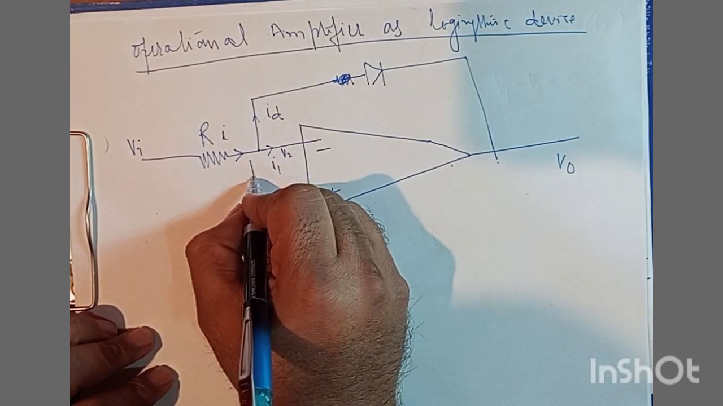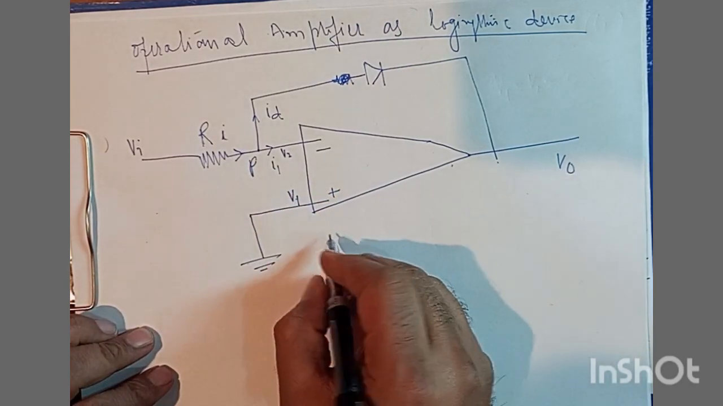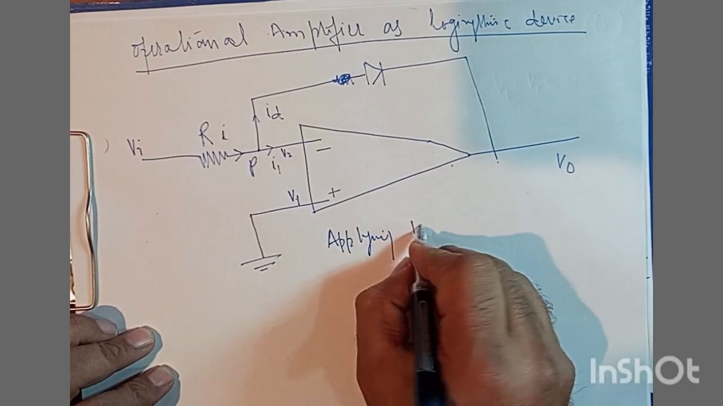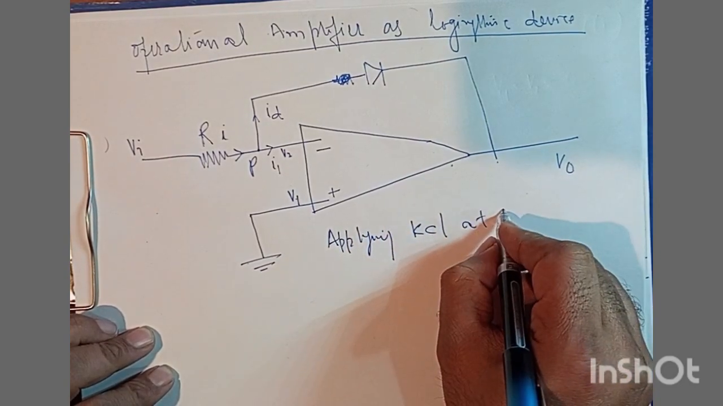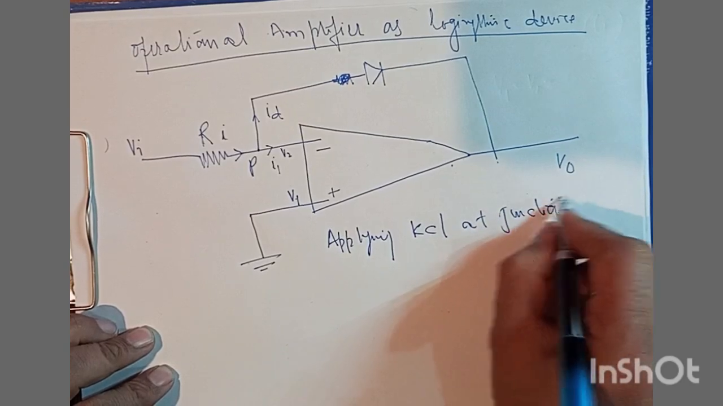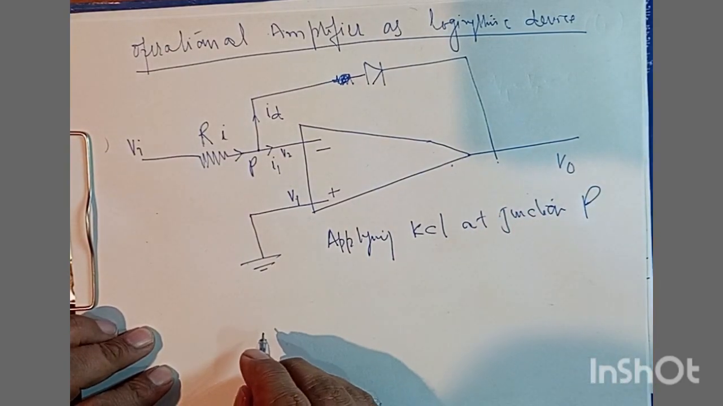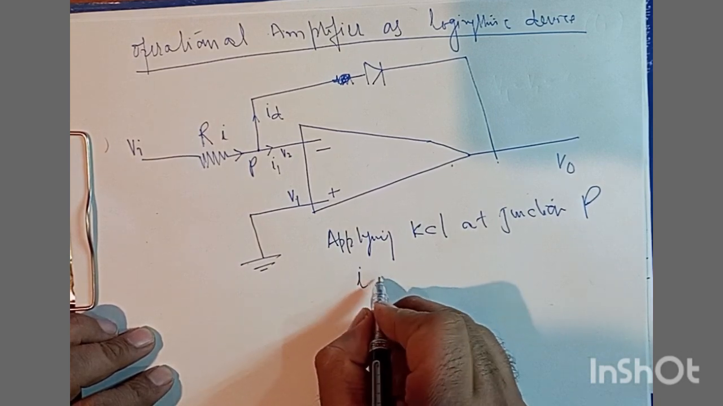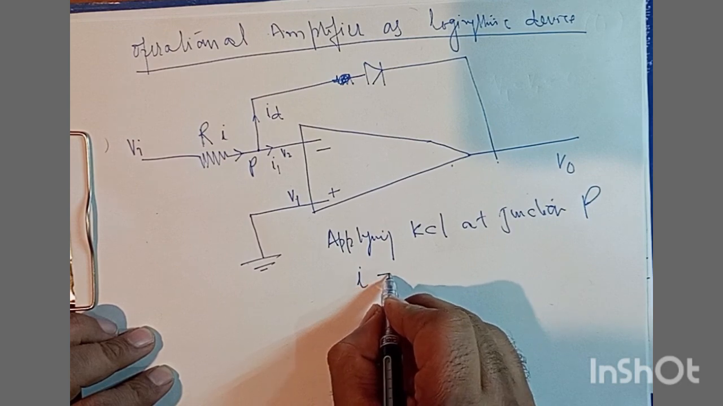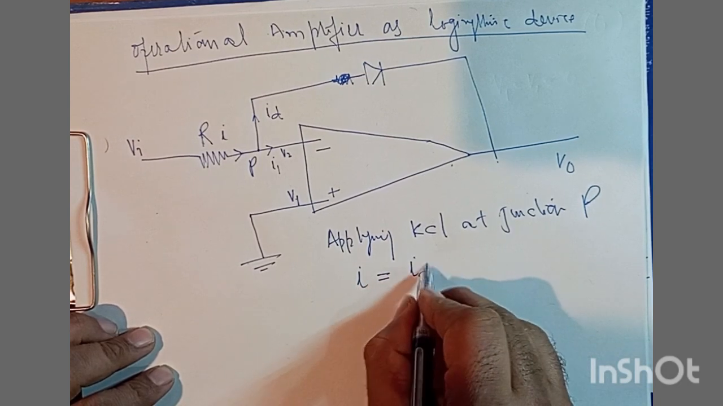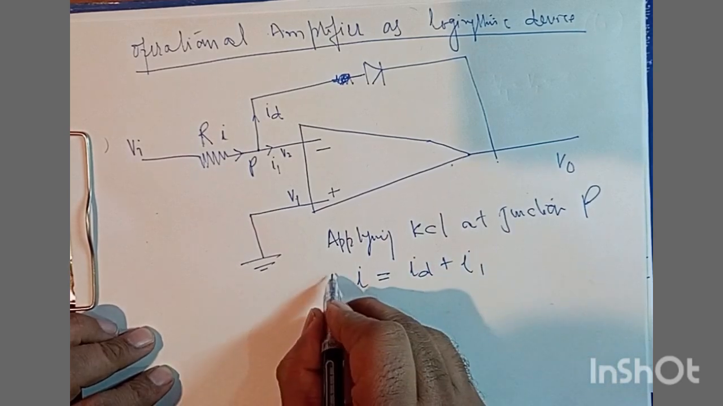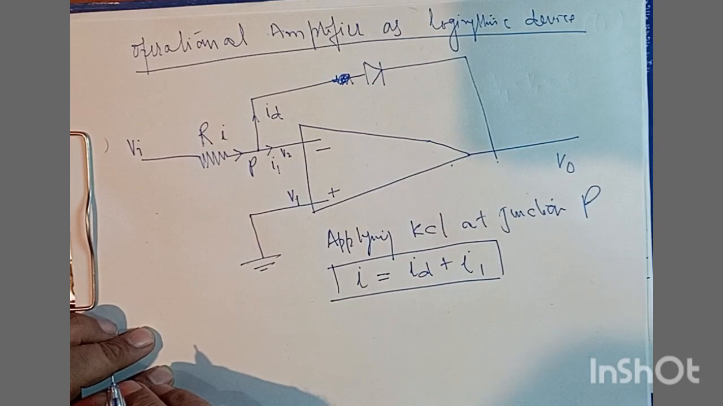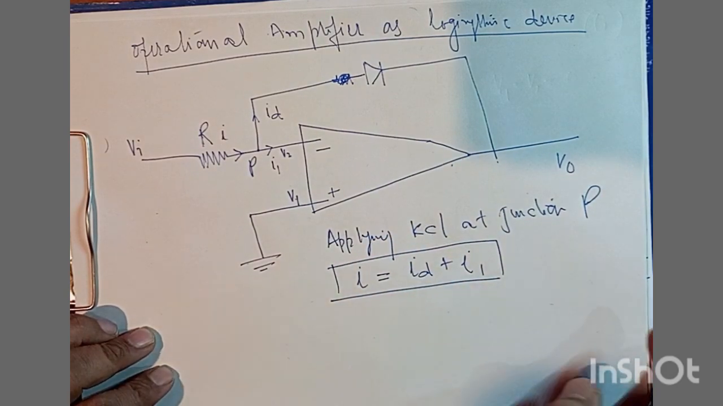Suppose this junction is P. So applying KCL at junction P, what's going to happen? I'll have I, that's the incoming current, that must be equal to ID plus I1. ID and I1, they are the outgoing currents from the junction P.